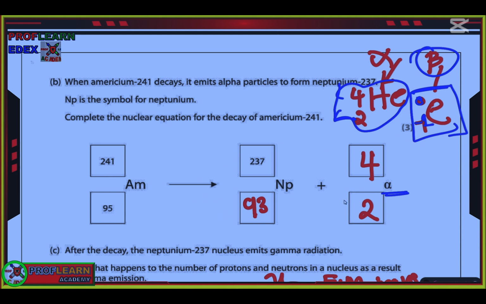So if you are balancing, if this was 95, we don't know this. This one is 2 for helium, and for alpha actually the atomic number is 2 and the mass number is 4. So at the top we have 4, which will balance. You see 237 plus 4 will give us 241. And if we have 2 here, this has to be 93, so that it will add up to 95.